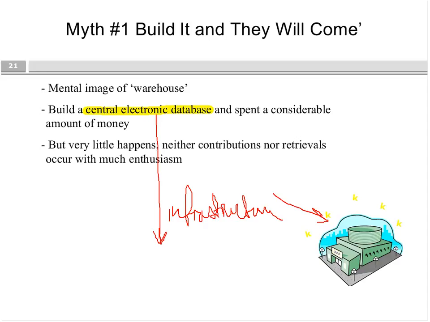So these organizations think building a central electronic database and spending a considerable amount of money equals the process of knowledge management. What happens then? As a result, very little happens. In fact, you don't get what you expect. Neither contributions nor retrievals occur with much enthusiasm.